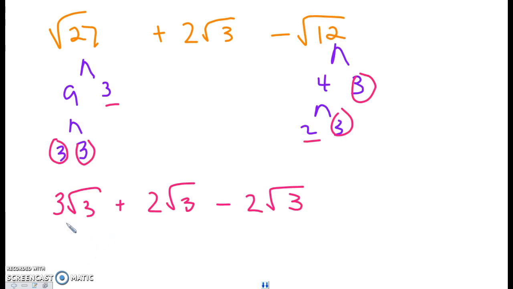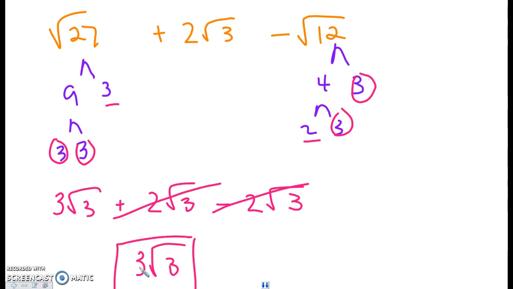So hopefully we got that to simplify to 3 radical 3 plus 2 radical 3 minus 2 radical 3. Of course, a plus 2 radical 3 and a minus 2 radical 3 would cancel, and my final answer would be 3 radical 3. So this one I was able to combine all the like terms. Okay?